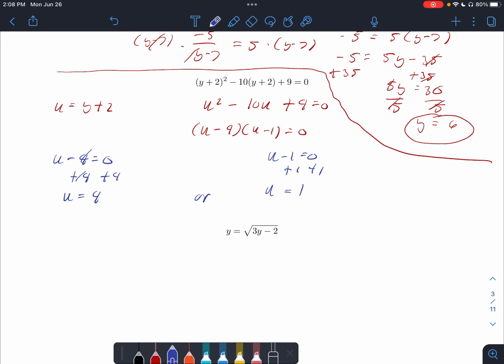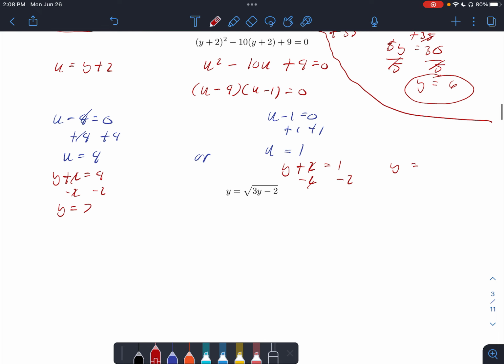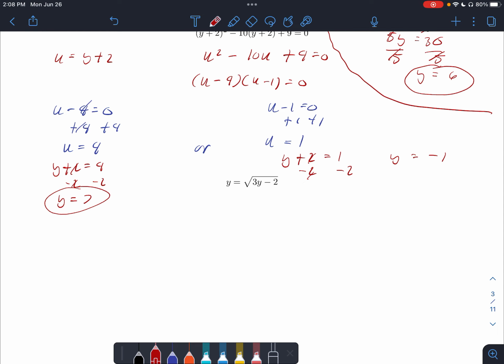Okay, so we'll get y plus 2 equals 9, or y is equal to 7. And here we have y plus 2 is equal to 1, and we get y is equal to -1. Okay, so your two answers are y equals 7 or y equals 9.